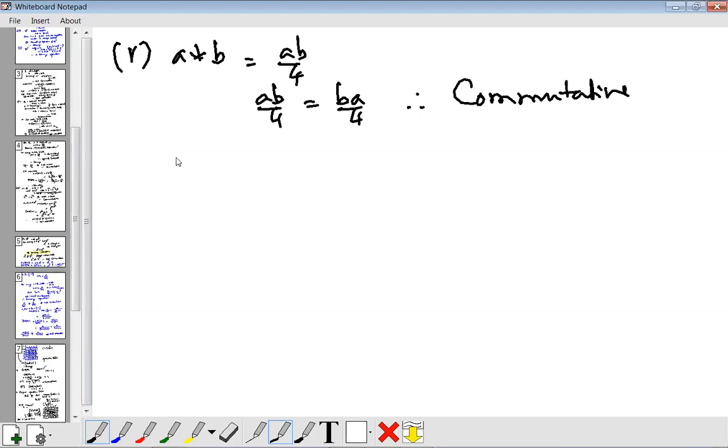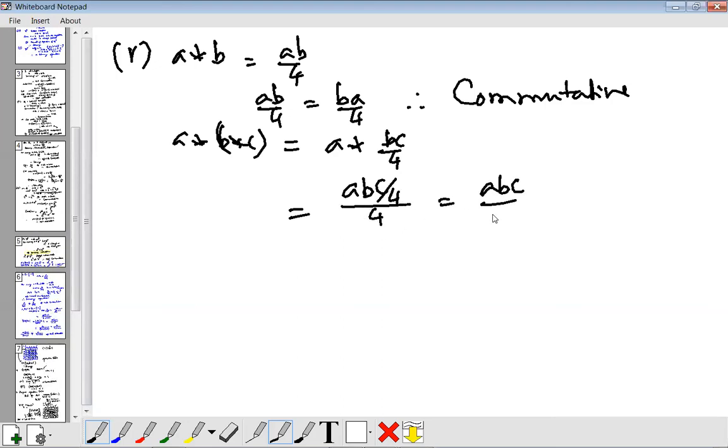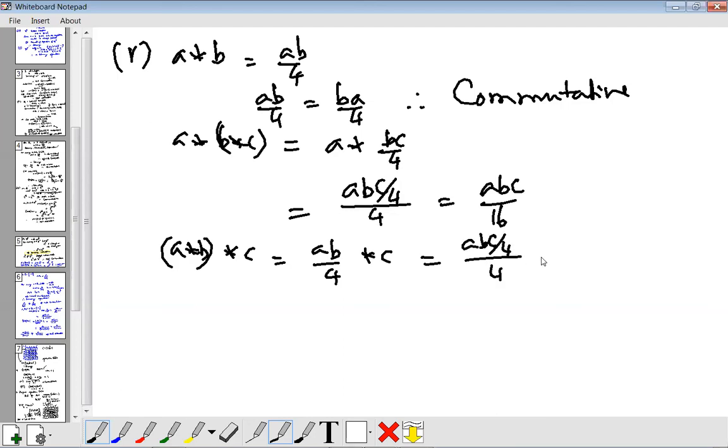Then A star (B star C) equals, it is very similar to what we have done in the second question. So it's A star (BC by 4). That's equal to A times BC by 4, divided by 4. That's equal to ABC by 16. So (A star B) star C equals (AB by 4) star C. That's equal to ABC by 4 divided by 4, which is ABC by 16. Therefore, associative.